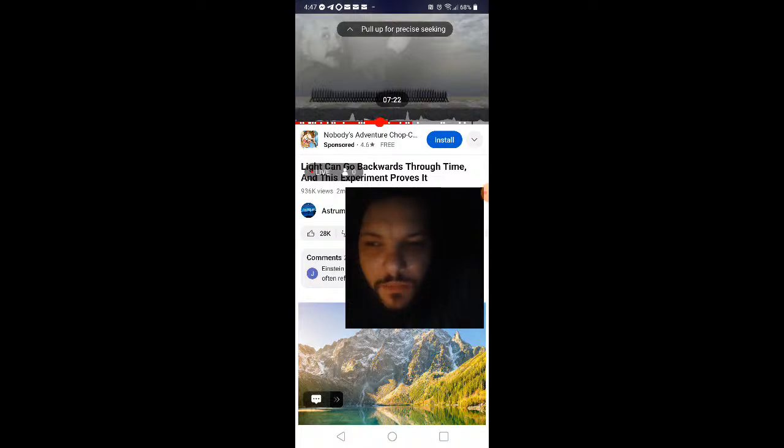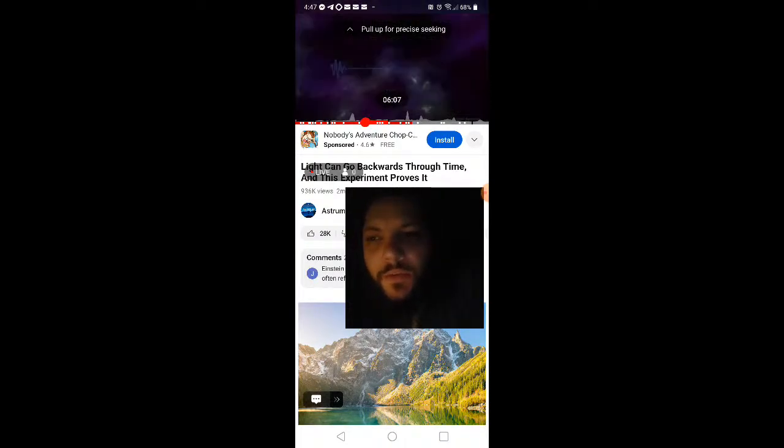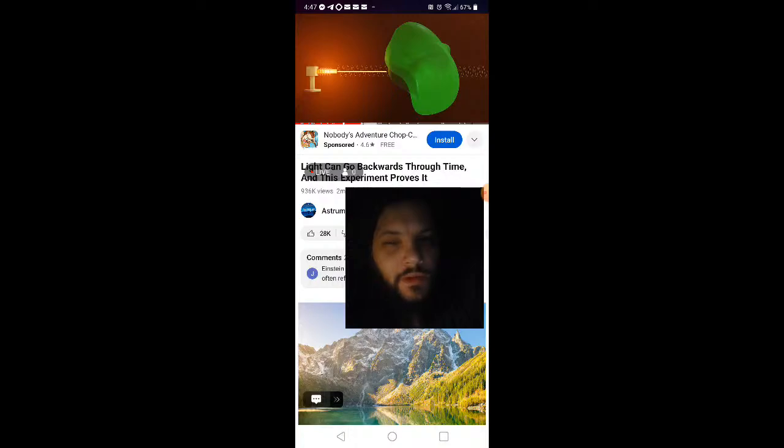No, it's the original experiment I need to read. Here's a different thing that I noticed. In this part of the video, he talks about the beam going through, and the energy of the beam is going through before the laser itself is going through.